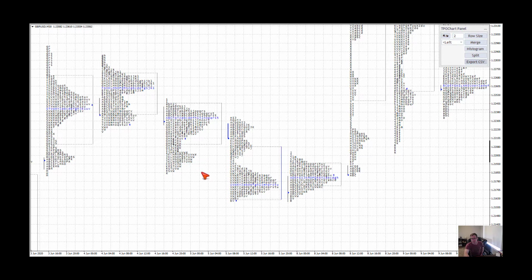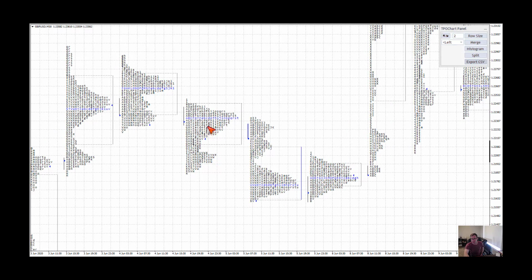So where's the fair value area? It's still up here, right? So would you say that this move is valid? Well, potentially no, because it didn't spend enough time down here. It needs to spend more time down here than up here, right?